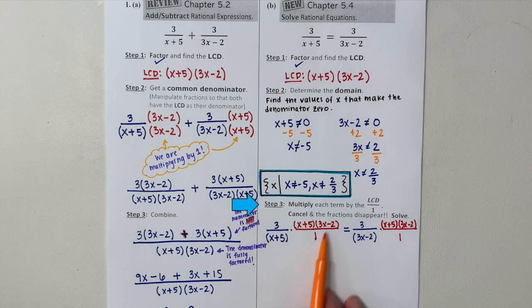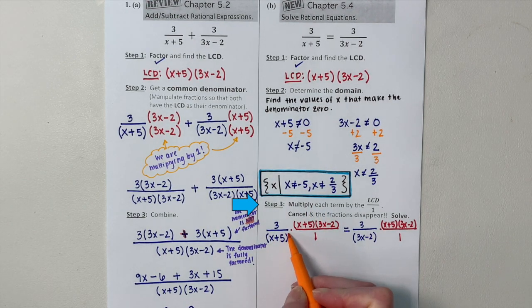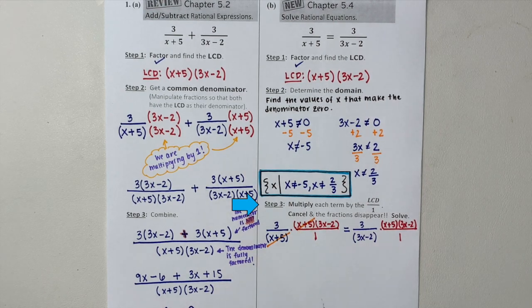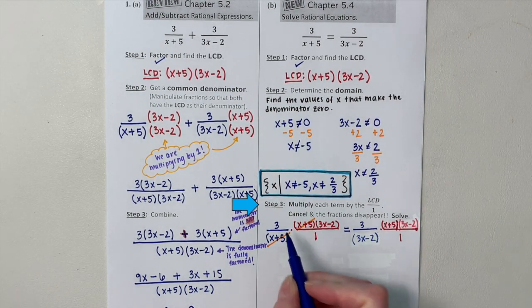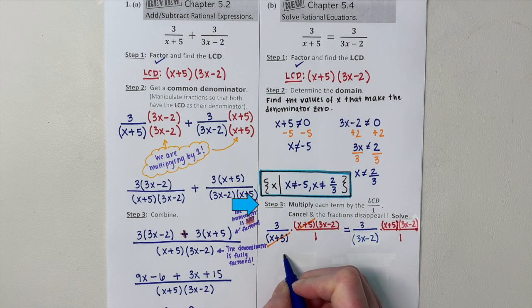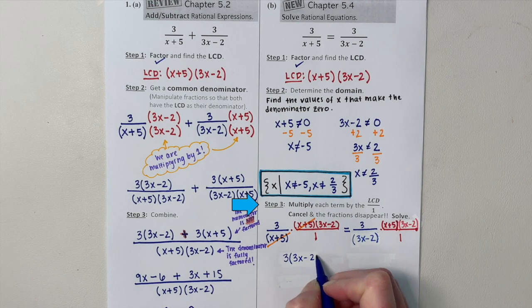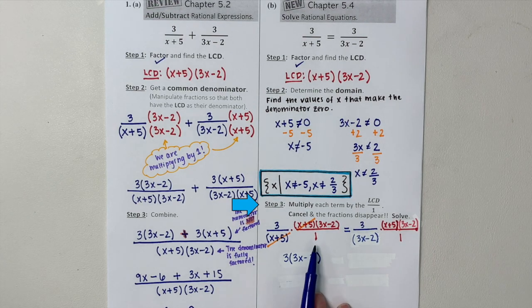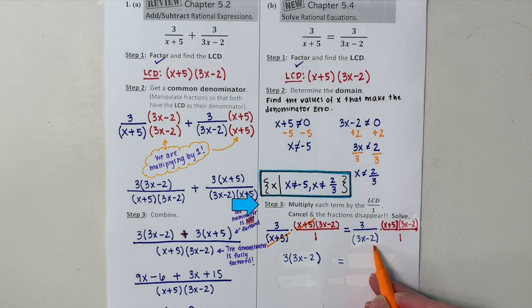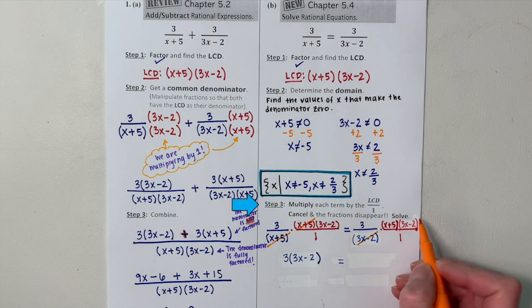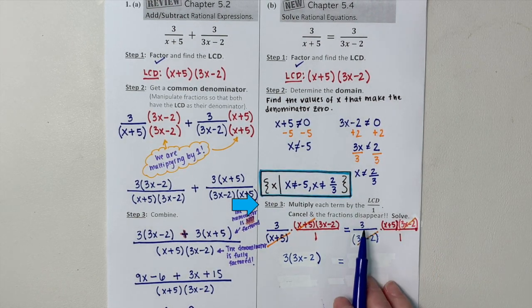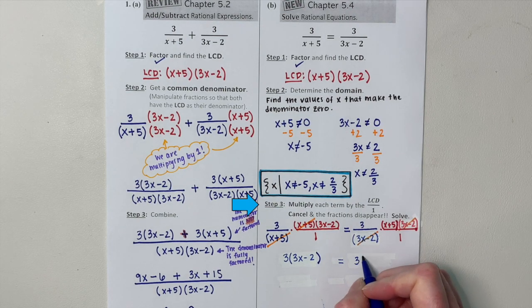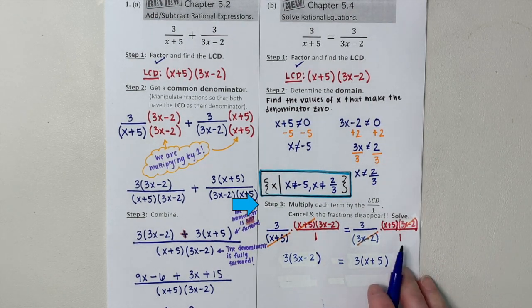Let's see, if we look at the left side of the equation here, we have an x plus 5 in the denominator and the numerator, so we can cancel that. So in the numerator, we're left with 3 times 3x minus 2. And in the denominator, we're just left with 1, so we don't need to write the denominator. Then let's bring down the equal sign. And over here, we have 3x minus 2 in the denominator and the numerator, so we can cancel 3x minus 2. And that leaves us with 3 times x plus 5 in the numerator. And since we're just left with 1 in the denominator, again, we don't need to write it.